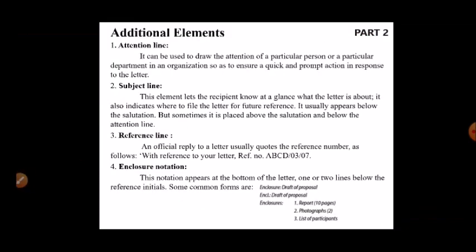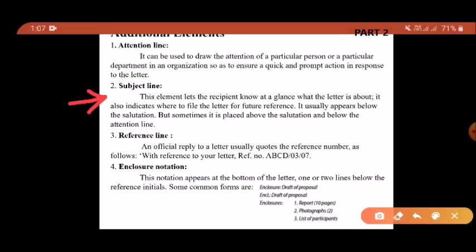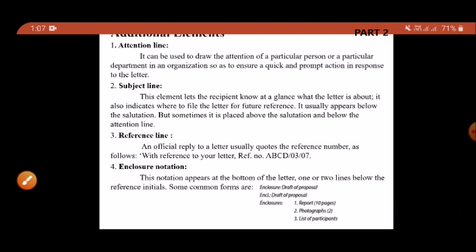Next, there are some additional information. In case you want, you can add this additional information to your letter. Subject line is already discussed above. Another one is the attention line. If you want, you can include this attention line in your letter. Just after the recipient's address, you can include the attention line, and below that attention line you can write the subject line.